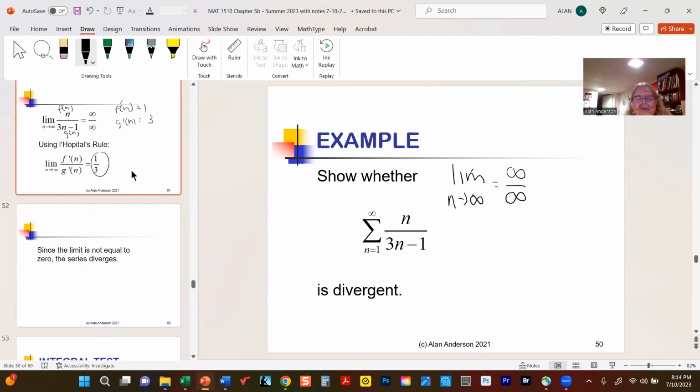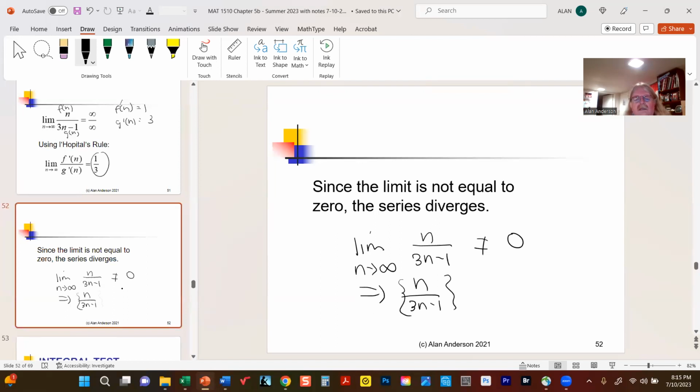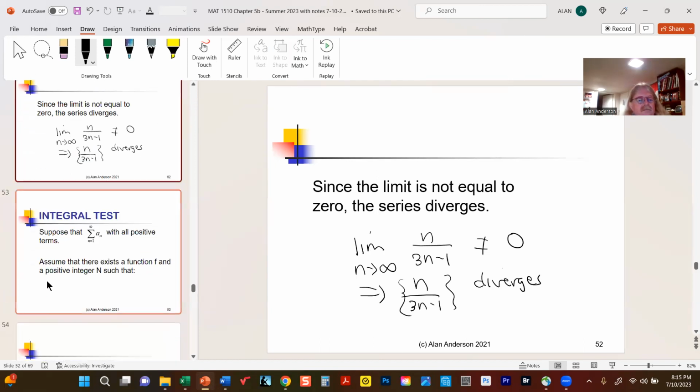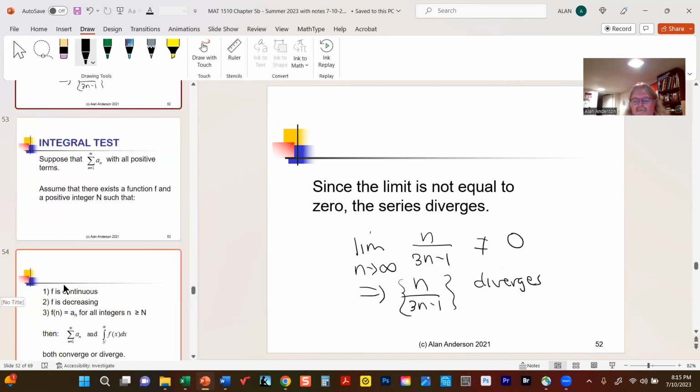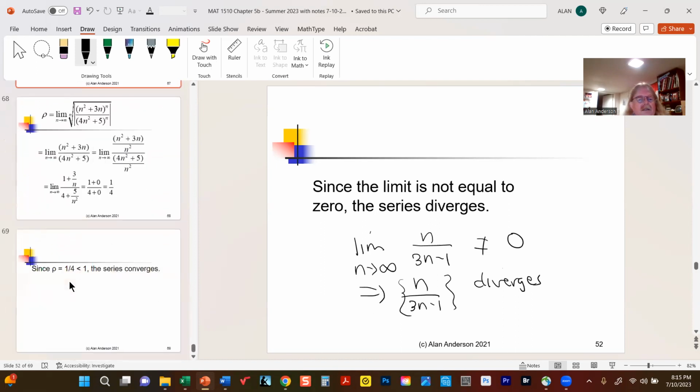It has to be 0. So what this is saying is that the limit, although it exists, therefore, the series diverges.